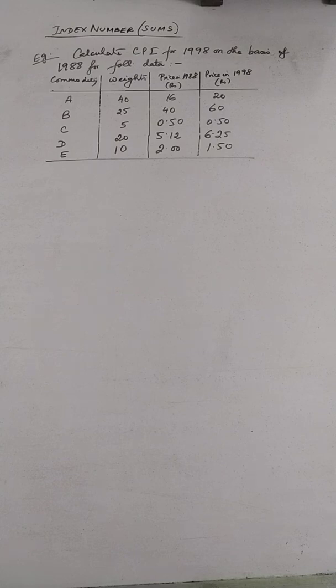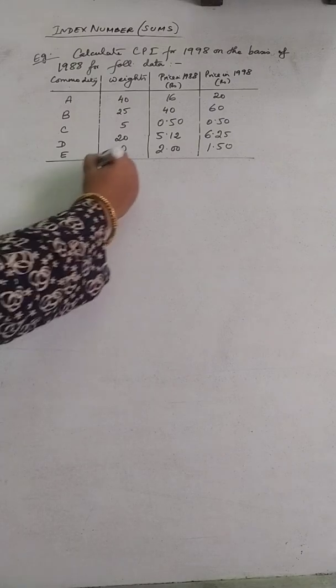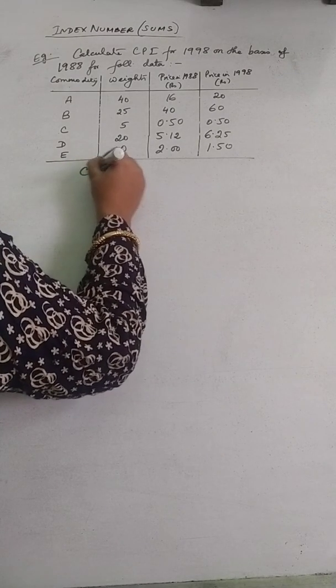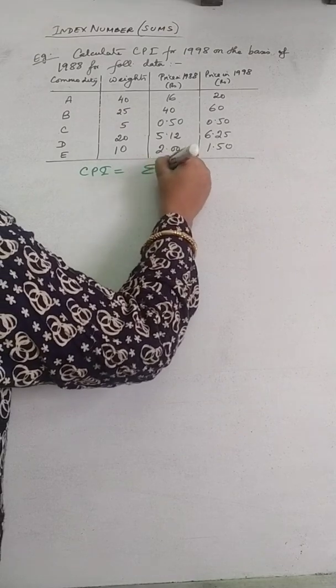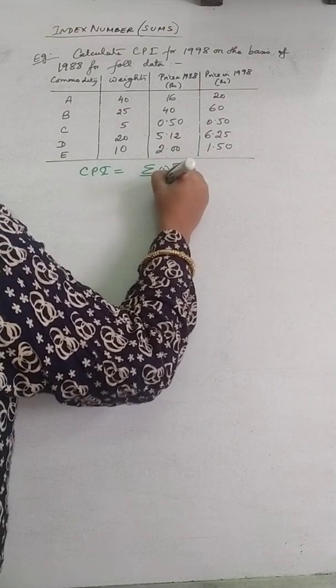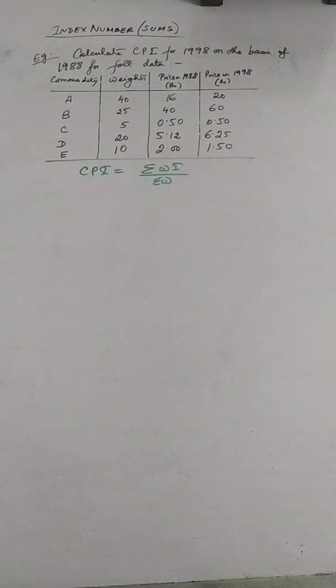If you remember the formula, what is the CPI formula? CPI is equal to summation WI by summation W, where I is supposed to be the group index or the price relatives, depending on whether it's a commodity or a group of commodities. Here it is mentioned commodity, so I will definitely be the PRs over here. So you will have to make a table of PRs.